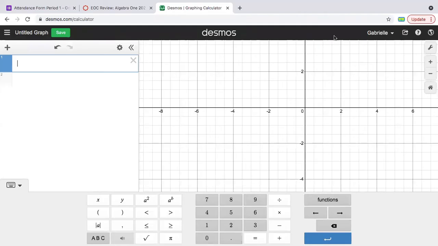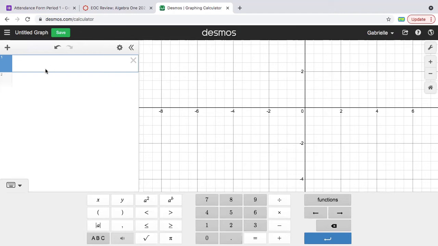All right, amazing students. I'm about to show you some Desmos tips and tricks. This is a recording, so it might be a little sloppy because I'm doing this off the top of my dome. These are things I want to show you that are useful on the test.